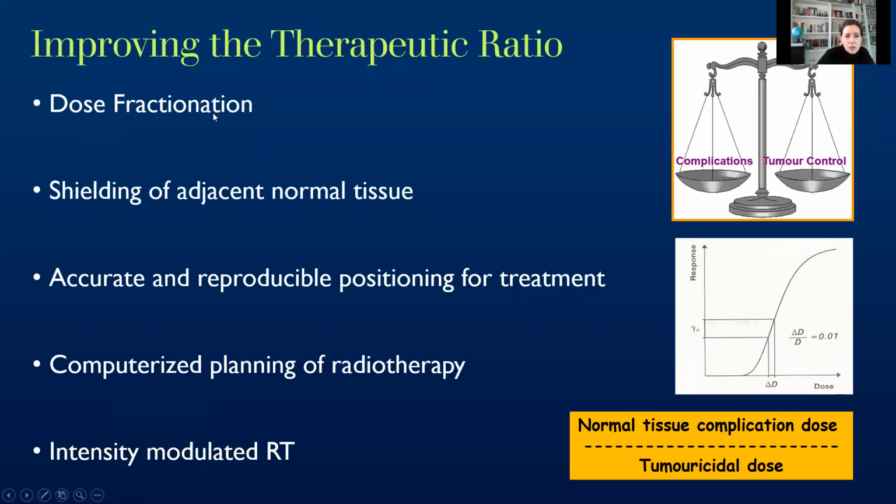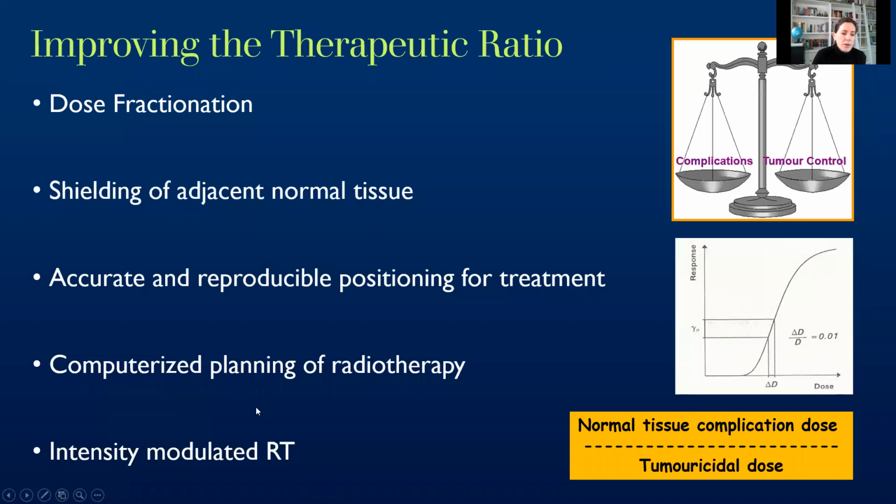One of them is to fractionate the dose, and I've mentioned that before. You give a little bit of treatment every day for a long time. We also shield the adjacent normal tissues, and I'll show you how we do that. We also make sure that patients are in exactly the same position every day so that we don't miss the tumor and treat the organ at risk by mistake. We use computerized planning, which is very helpful to make sure that everything is as accurate as possible.